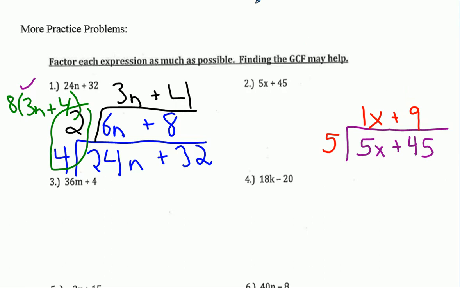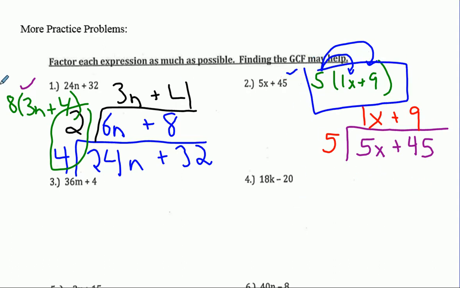Since 9 and 1x have nothing else in common, I'm going to rewrite this with the GCF on the outside, and my leftovers 1x plus 9 on the inside. There we go. And again, if I distribute, 5 times 1x is 5x, 5 times 9 is 45. Good, got it right. So this is my answer here, and this is my answer here.